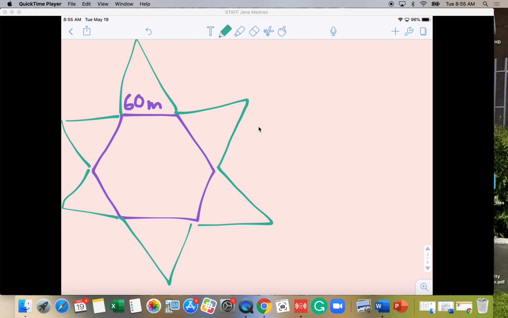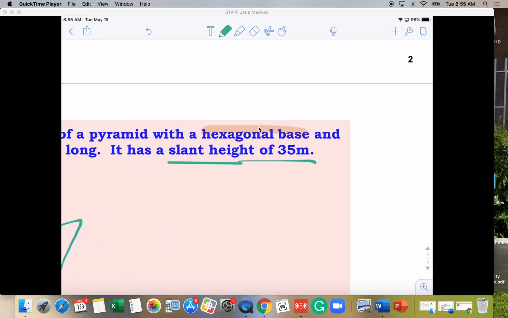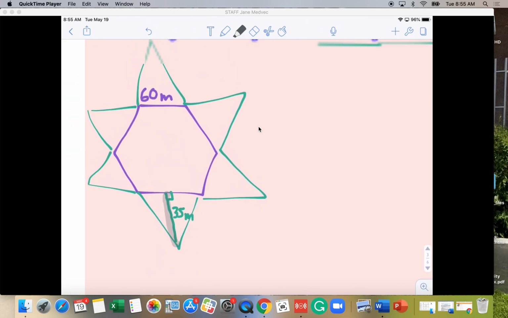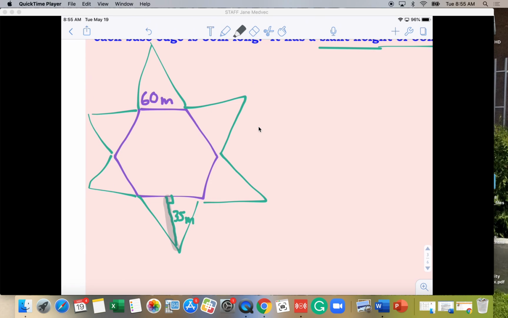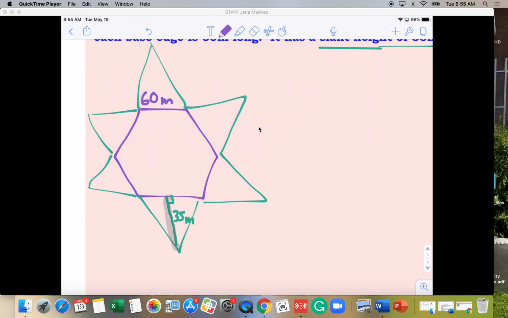When we find the area of the triangle, they're going to give you that slant height. And you'll notice over here it says the slant height of 35 meters. So if I come over here, this is 35 meters. And that is just the height of that triangle. So now let's go ahead and look at the surface area of this figure. The first thing that I'm going to do is look at the base, which of course is the hexagon.